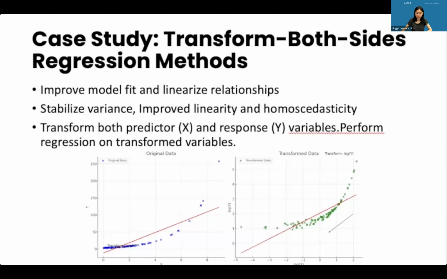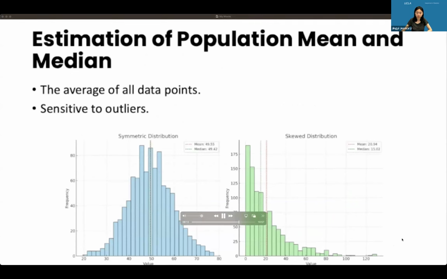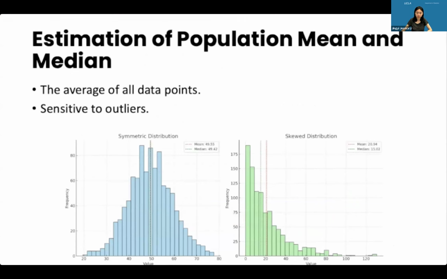The case study shows the practical applications of transform both sides regression methods, providing insights into estimation of population mean and median. Here, we're showing the population mean and median, which are measurements of central tendency used in statistics. The mean is calculated by summing all data points and dividing by the number of points, and it provides a central value for the data. However, it is sensitive to outliers, which can skew the mean significantly. The median is the middle value, as we all know, and it's ordered from least to greatest. It represents the central location of the data. Unlike the mean, the median is more robust to outliers, making it a better measure for skewed distributions, as it provides a more accurate central value.